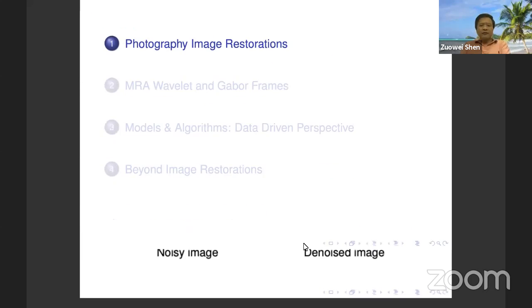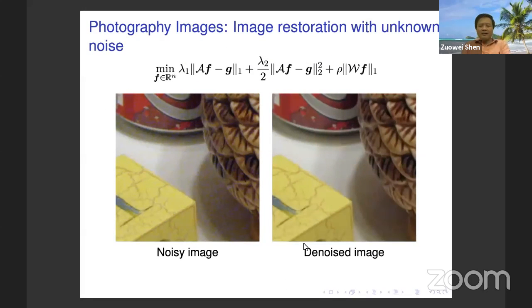So let's start with the first example. All data has noise, and image data also always has noise. The problem is that normally we don't know what kind of noise we have. It's not always Gaussian noise or Poisson noise. Maybe it's a mixture of everything. It's real data. You always have noise, and you don't know what kind.